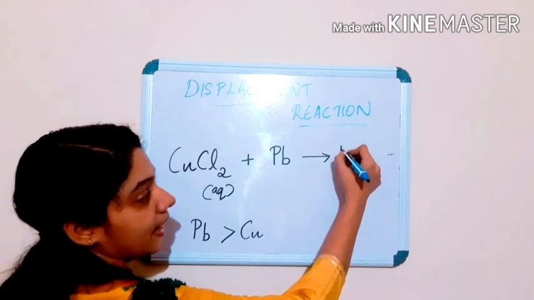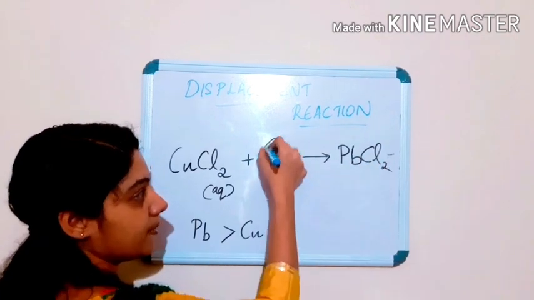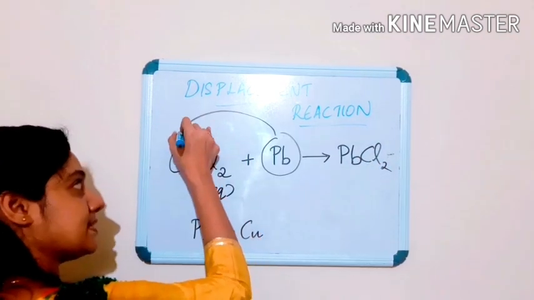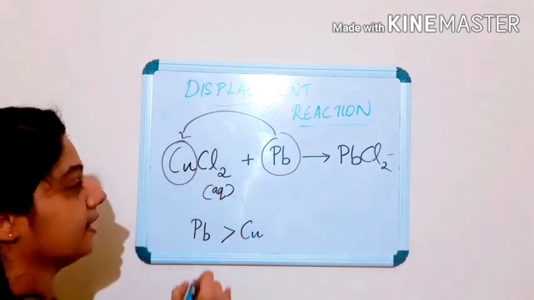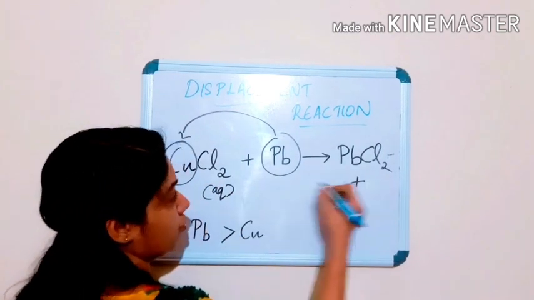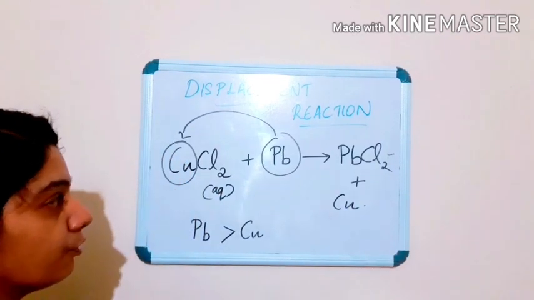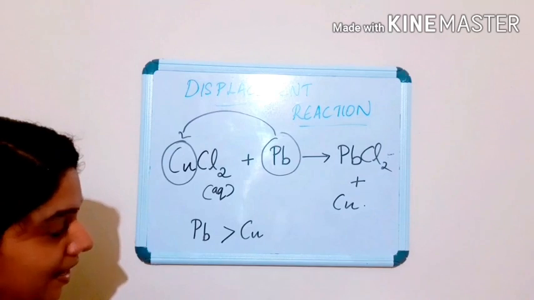We will get lead chloride, PbCl2. Pb will displace the copper metal from its solution, so we will get PbCl2 and copper. So this is another example of the displacement reaction.